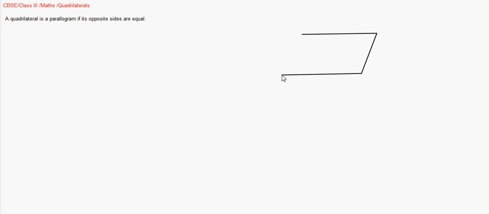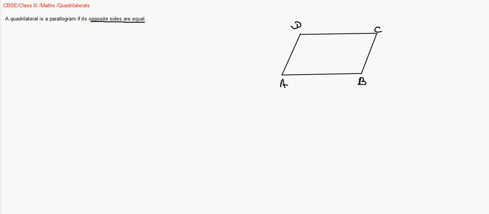Let me name them as well. Hope it looks like one. I name it as A, B, C and D. We have to prove ABCD is a parallelogram. It says opposite sides are equal. It is given that its sides are equal.